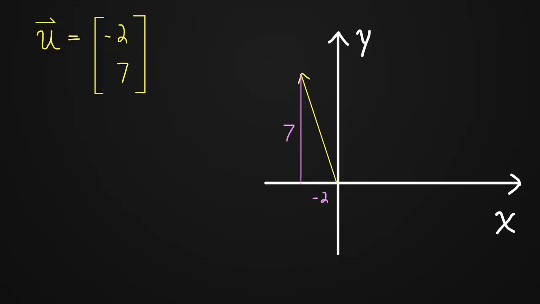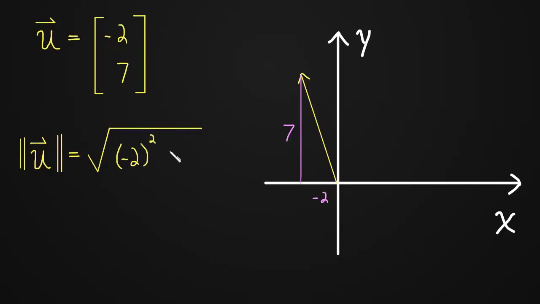Okay, and now the length of u, again, is just given by the Pythagorean theorem. And we can just skip right to the final step. And this is just going to be equal to the square root of negative 2 squared plus 7 squared, which turns out to be 53, the square root of 53. And that's it. It's as simple as that.